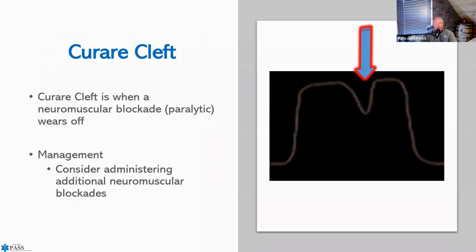All right, the final thing here as far as your end-tidal CO2 or capnography is something called a curare cleft. We felt that it was important to leave this information in, although some of you probably will not carry neuromuscular blockade agents like succinylcholine, vecuronium, or rocuronium.